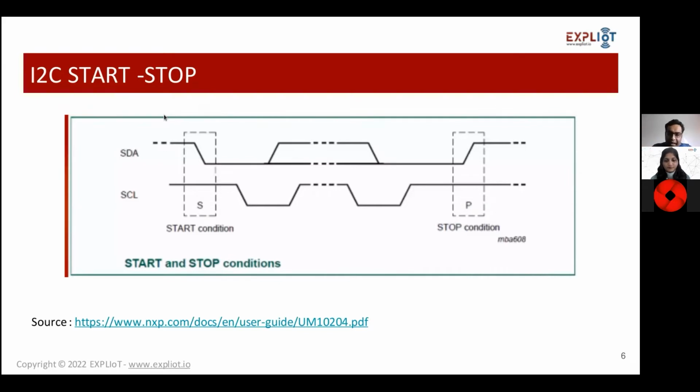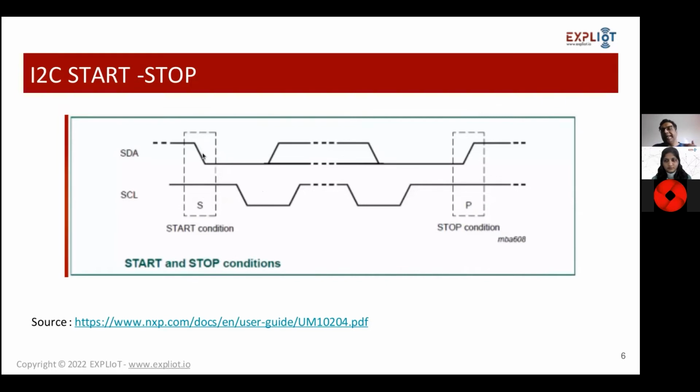Now, when the master wants to initiate communication, as you can see over here, first the serial data line is pulled low, a transition to logic low. After a few instants, the serial clock is pulled low. This initiates the start of communication. Always remember, the first line pulled low in I2C is always the serial data. Once this is done, the start condition of the communication has begun.